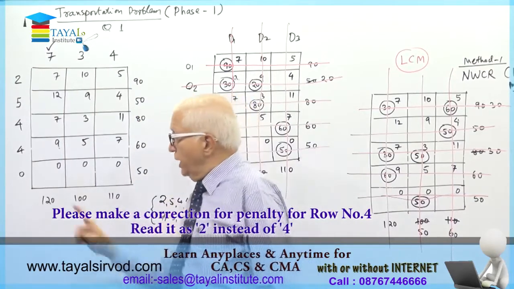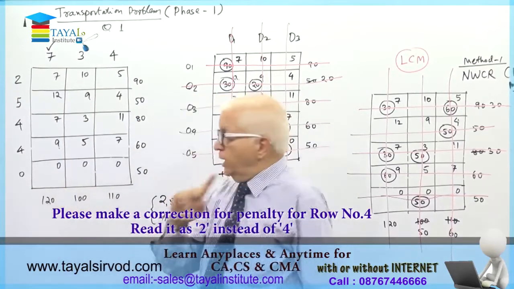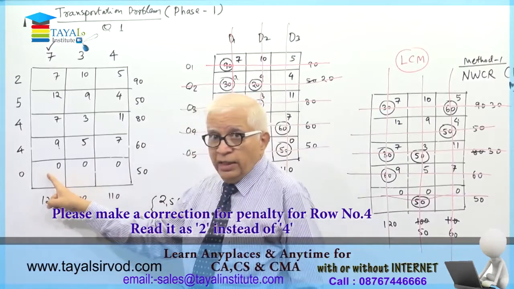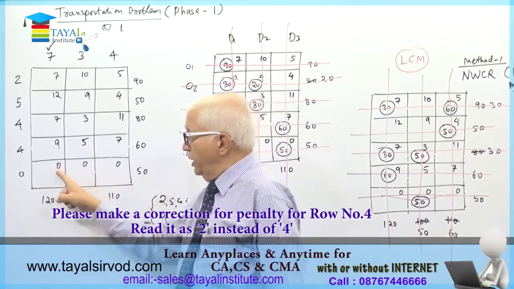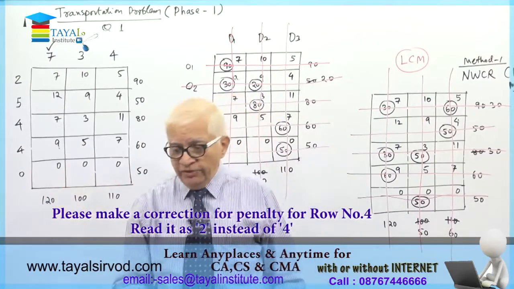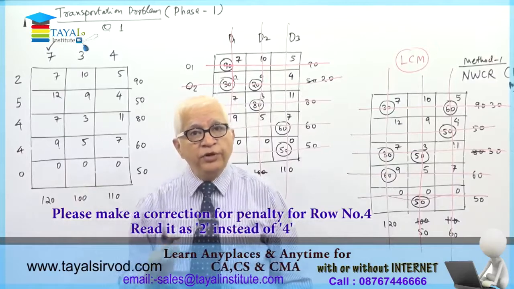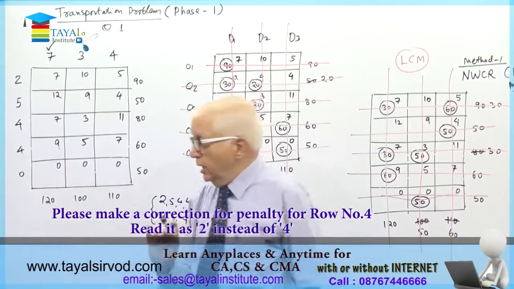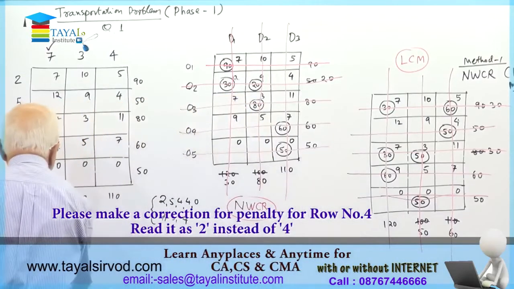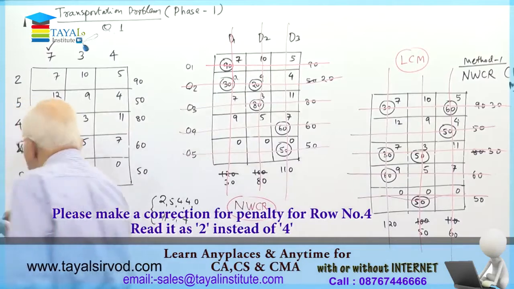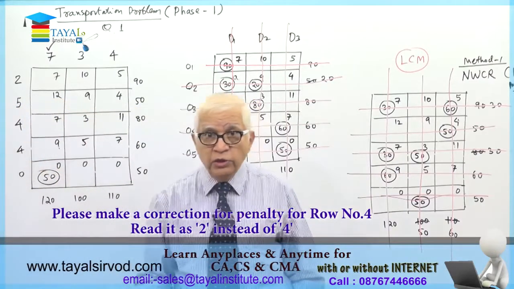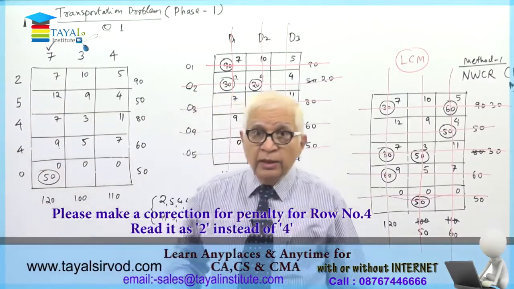What is the allocation that I am making? Obviously, the highest possible allocation. Look at the availability. Availability is 50. Demand is 120. That means I can allocate a maximum of 50 units in this particular cell. So I'll make an allocation of 50 units. Remember, this is my first allocation using Vogel's approximation method.